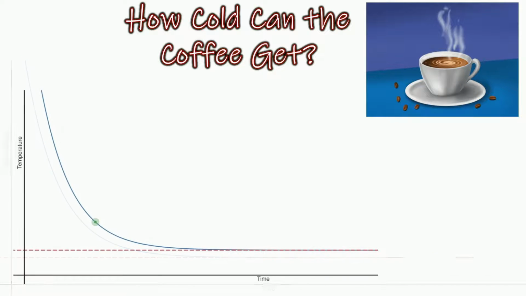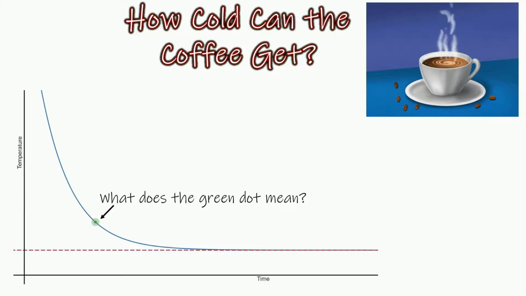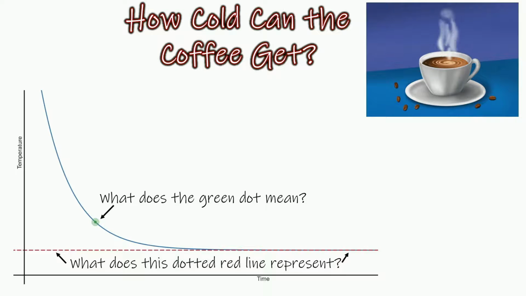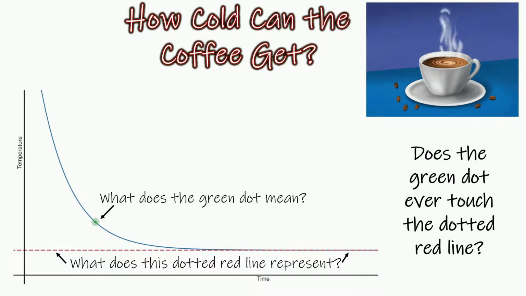So I've got a couple questions for you. That green dot, do you recognize that the green dot means the temperature of the coffee, and that this blue line right here would represent the trend of the temperature of the coffee over time? And what about that dotted red line right there? What does that represent? And does the green dot ever touch the dotted red line? Does the temperature of the coffee ever reach the temperature of the room, say within, I don't know, an hour? What do you think?